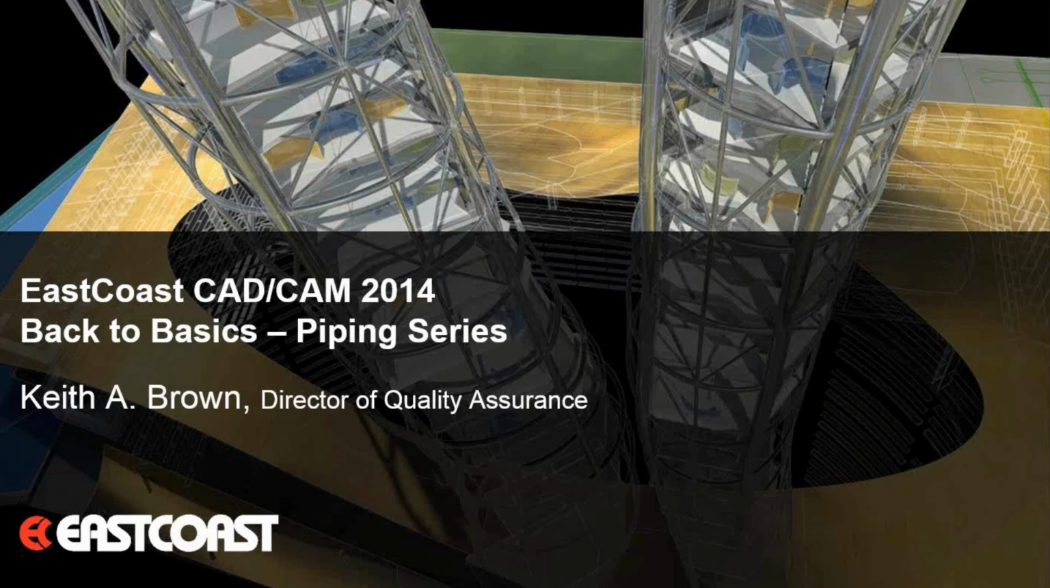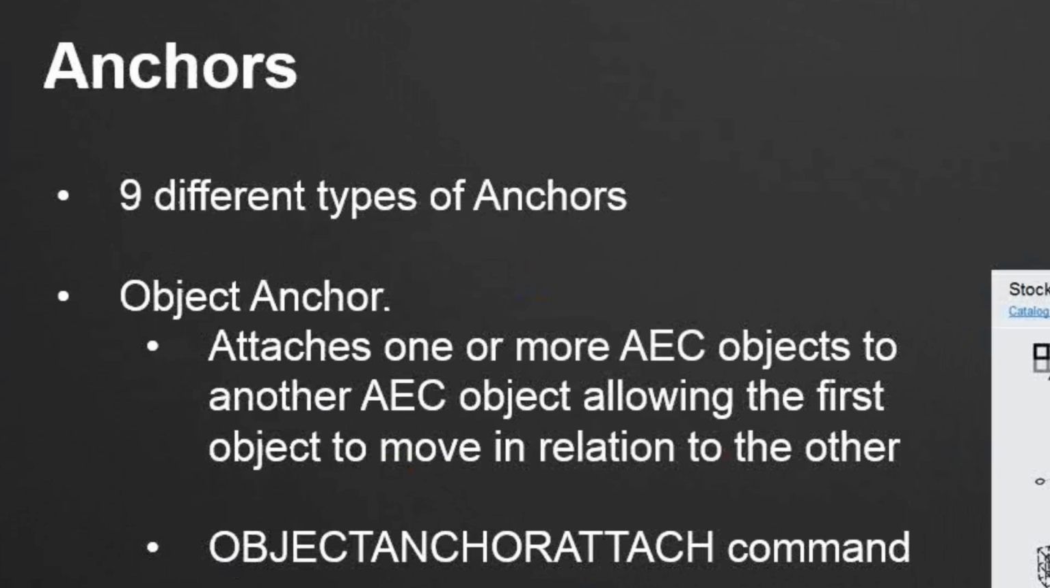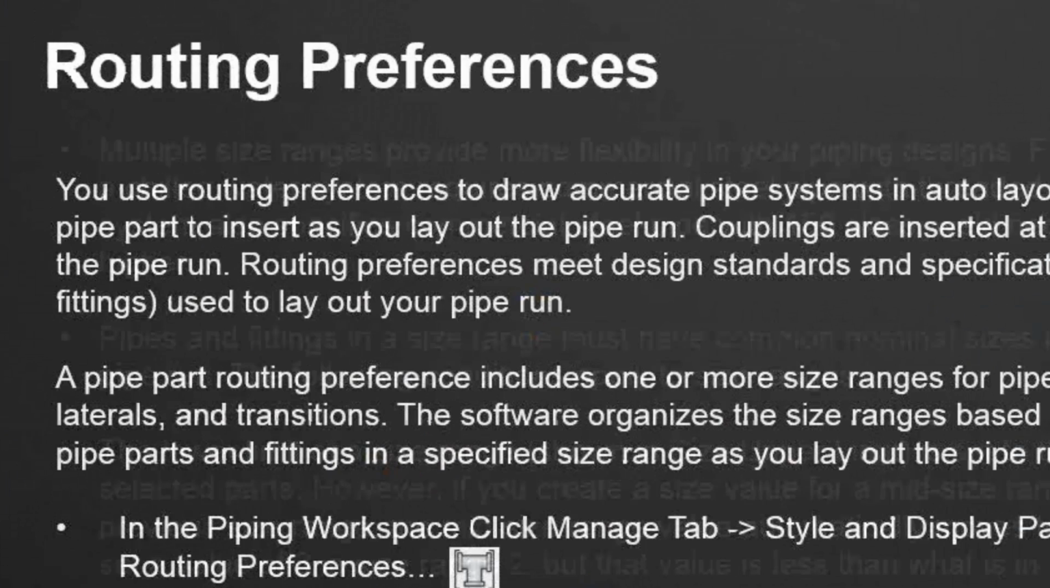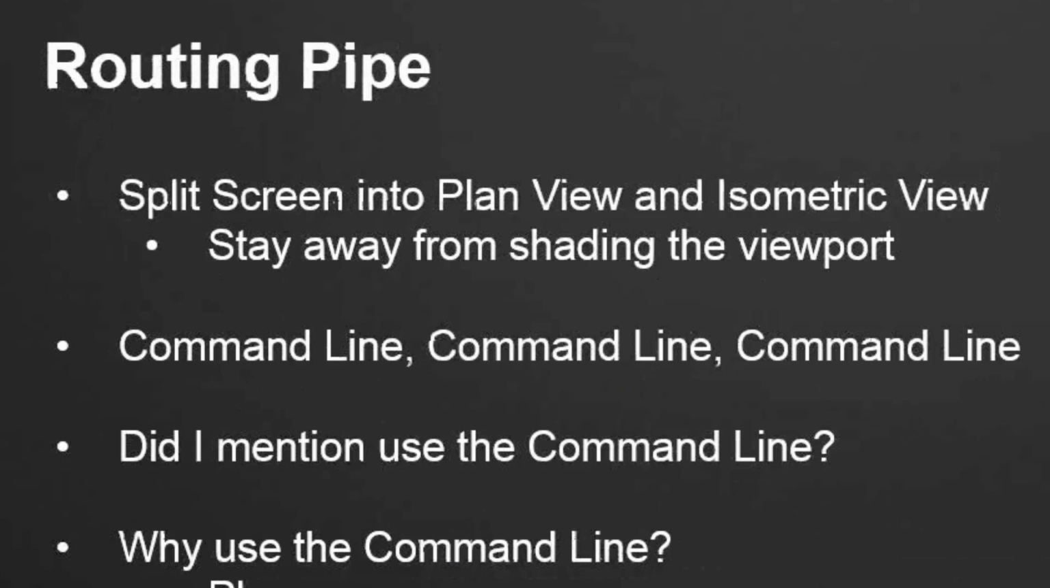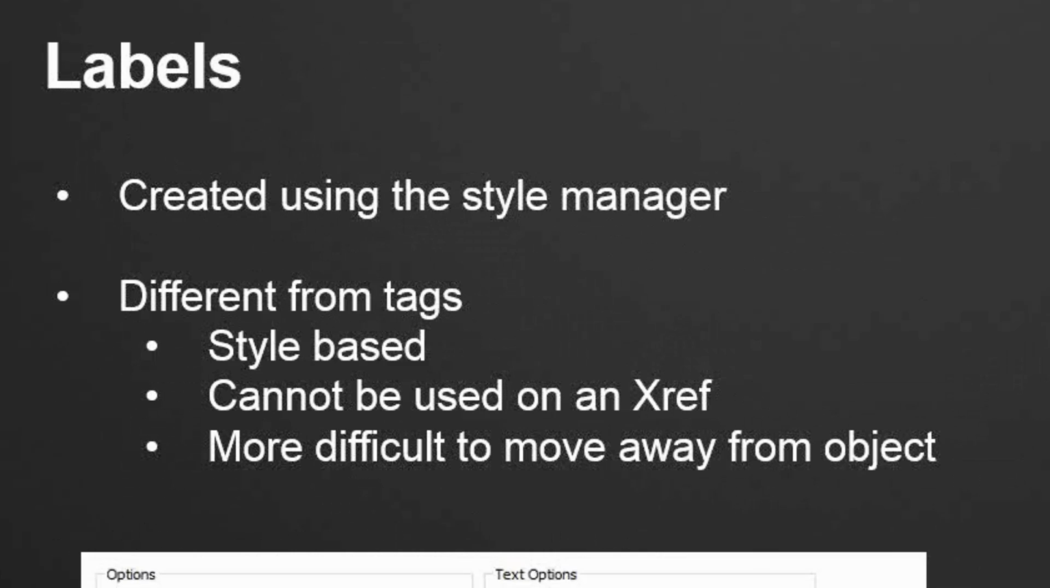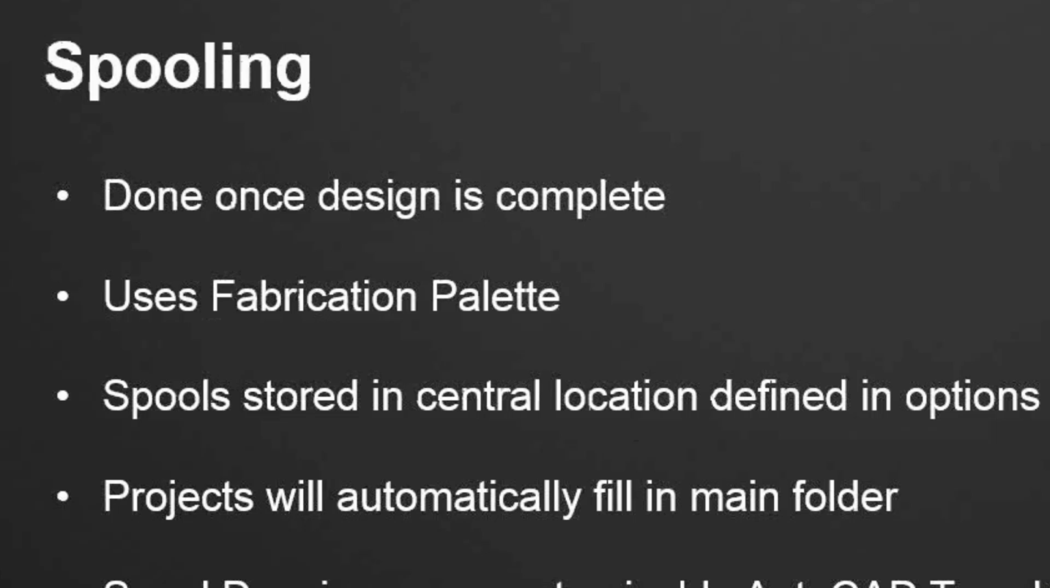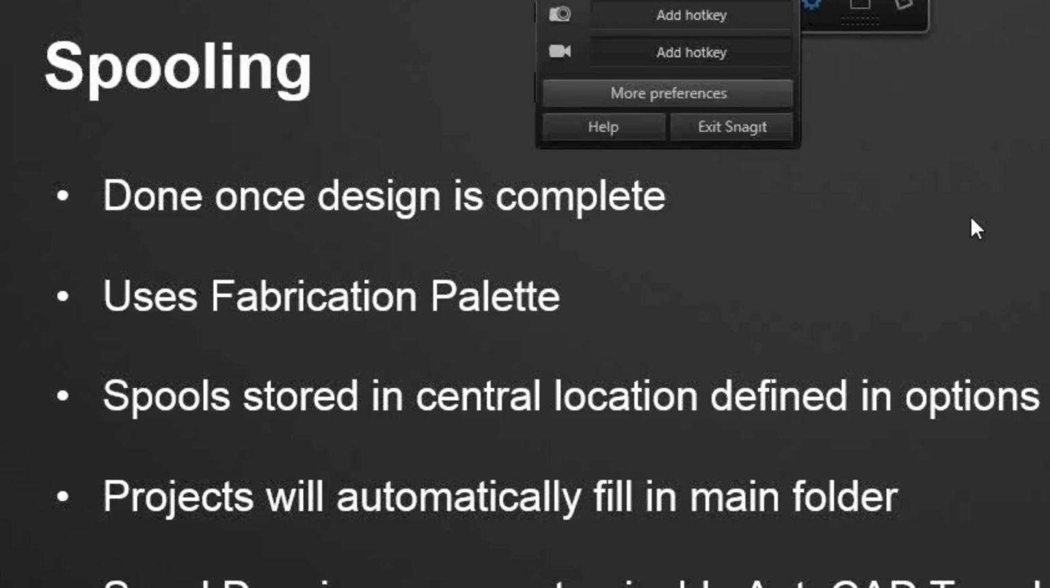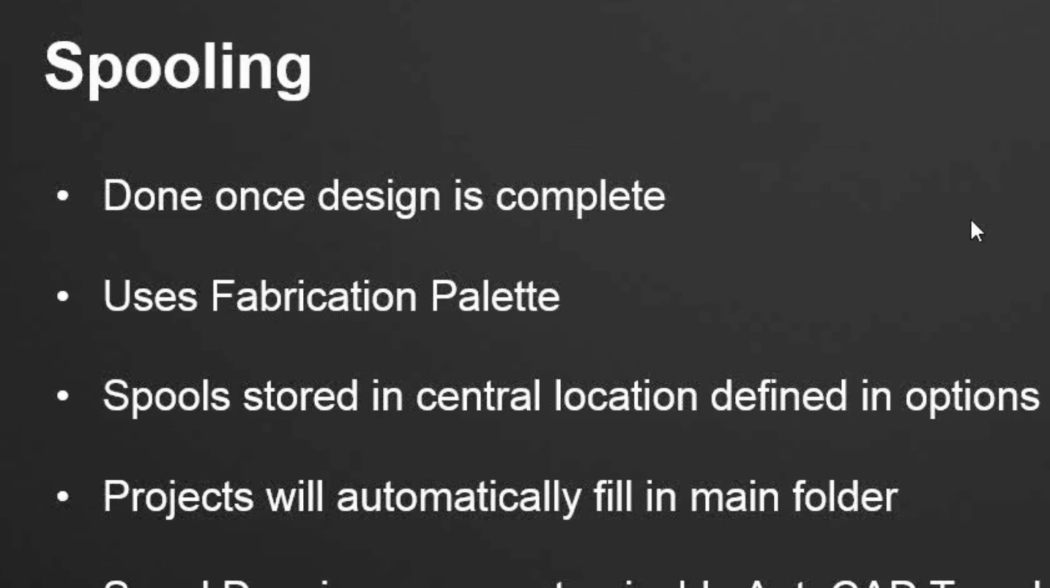We are going to talk about spooling or piping design. I like to think of spooling, other than opening up AutoCAD, as one of the easiest things to do. It's very simple. It should be done once your design is complete, so you can spool in the middle of it. You just need to make sure that you're not, once you spool your pipe.